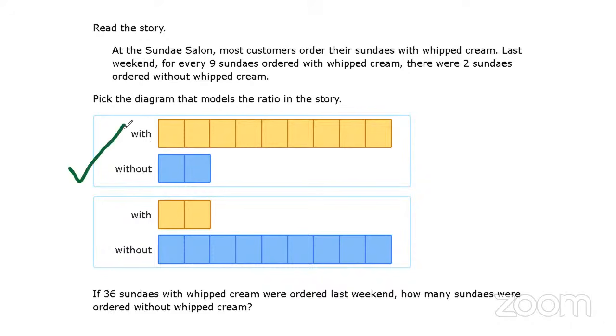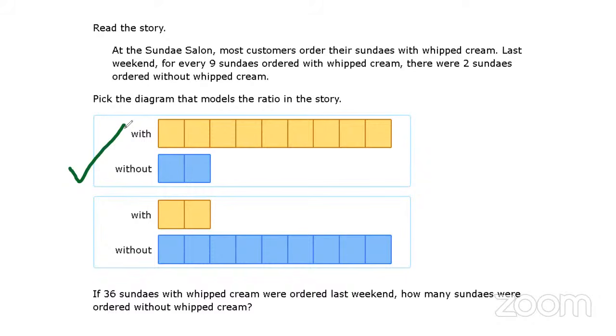But the question being asked is this: if 36 sundaes with whipped cream were ordered last weekend, how many sundaes were ordered without whipped cream? That's the question we want to answer. And I want your answer to come in a ratio relationship. If you represent your answer as a ratio, then of course I would get the answer for this question. So I want you to show your answer as a ratio. Let's think about that.